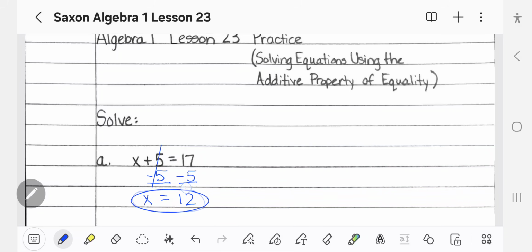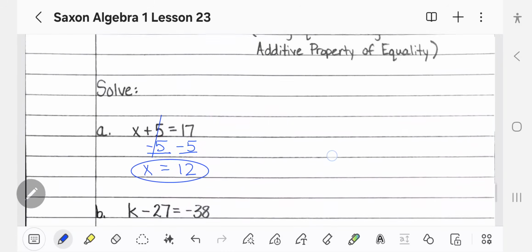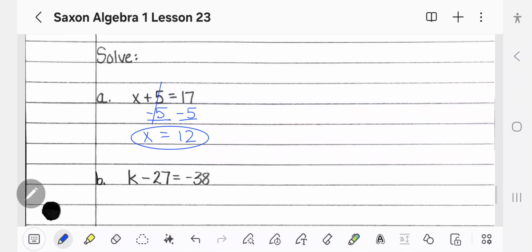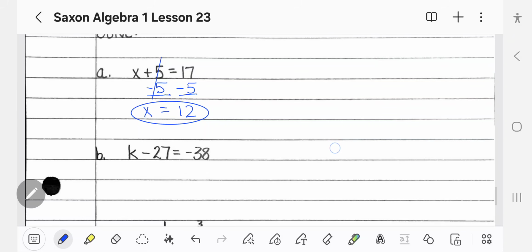Now, again, I know you could do that in your head, but I want you to learn the steps, okay? Because there's a reason. In the future, as these get more complex and you have multi-step equations, it's going to be important to know these steps. For B, they have a -27, so we're going to add 27 to get the k by itself, but quickly come over here and do the same thing.